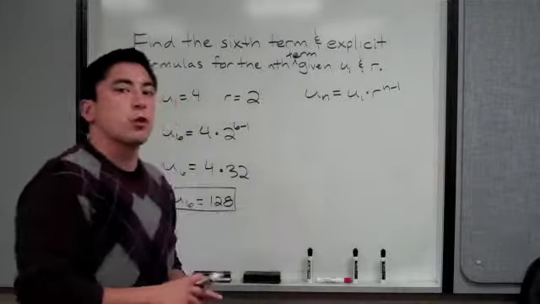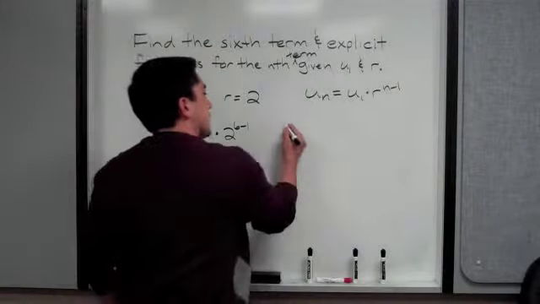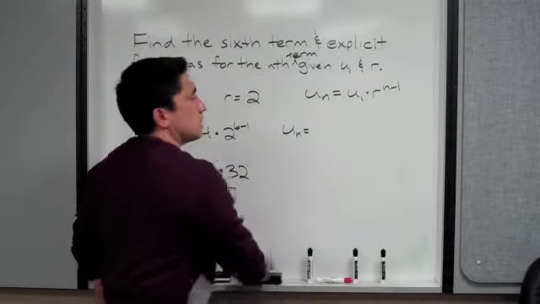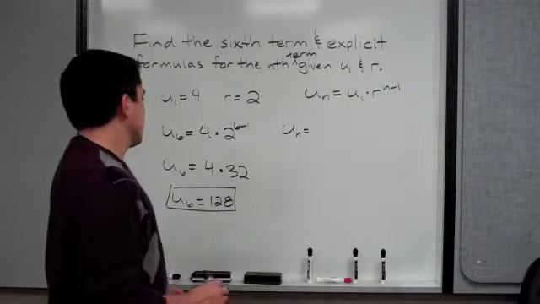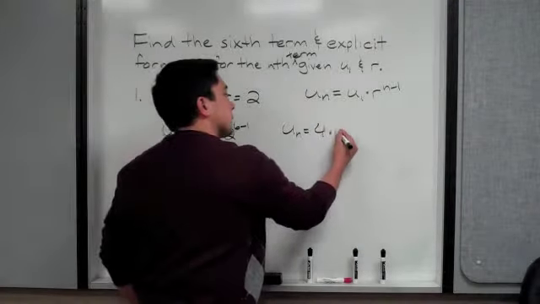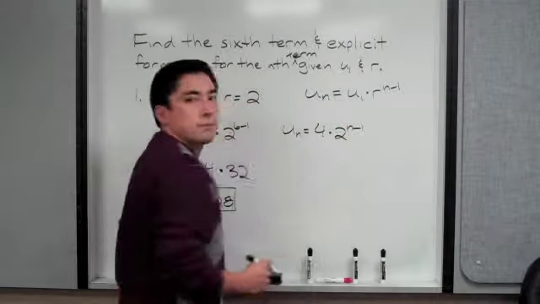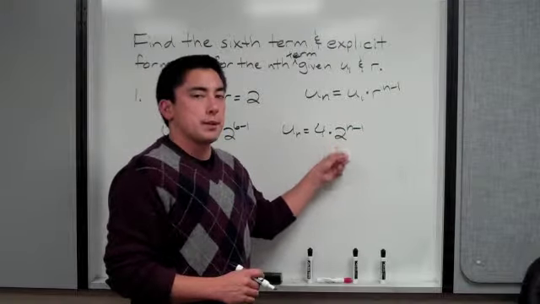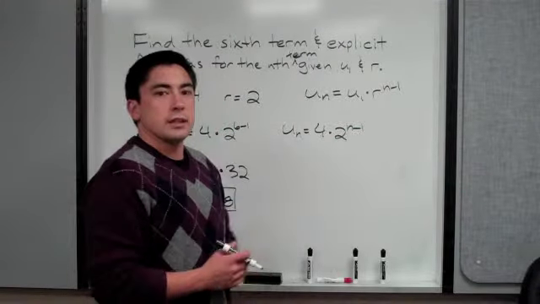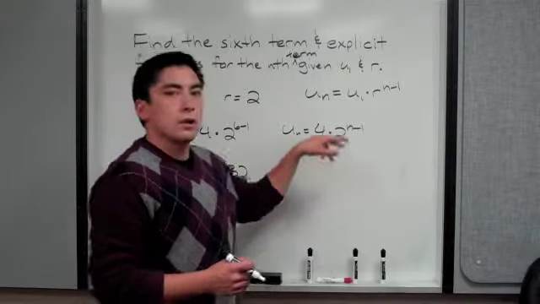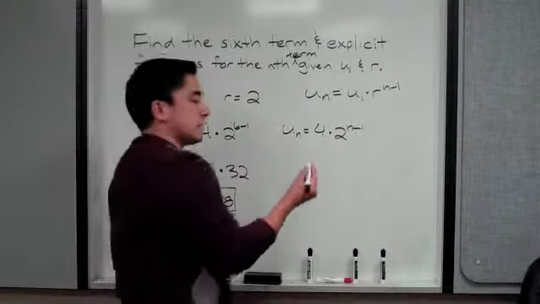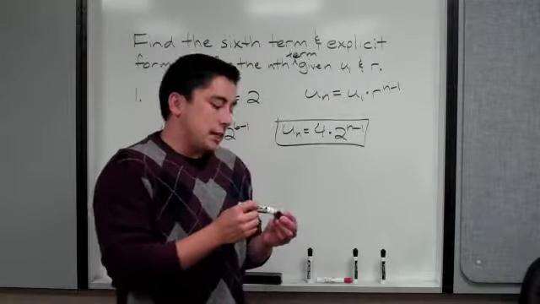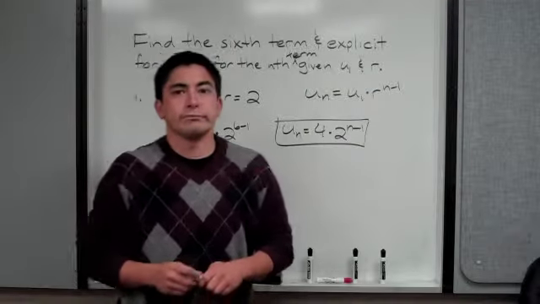And also the explicit formula: you just set up u sub n and plug in exactly what we did last time, just don't plug a number in for n. So we still have 4 times 2 to the n minus 1. You cannot multiply those two because this exponent is connected to that base, so you just leave it right there. Our answer is u sub n equals 4 times 2 to the n minus 1, and this is our explicit formula. Hopefully that example made sense, and good luck.